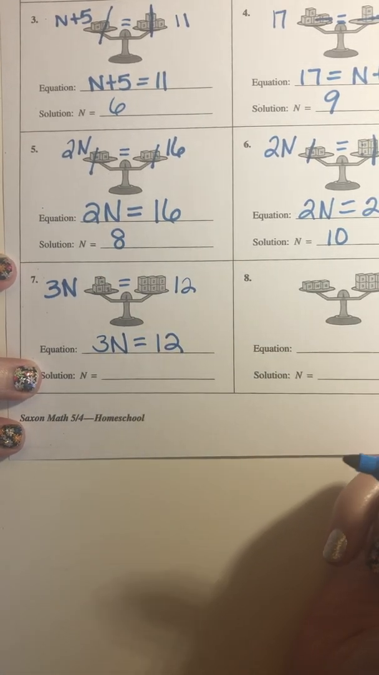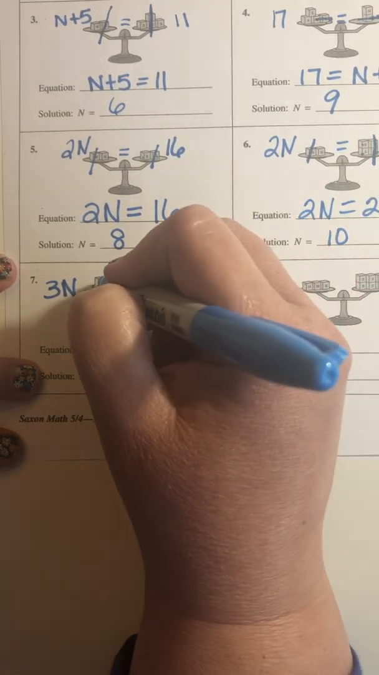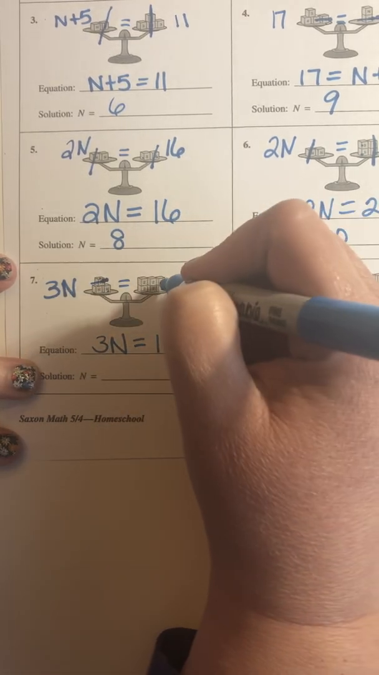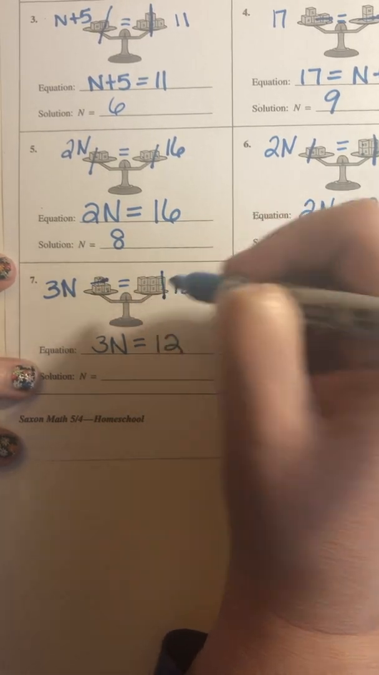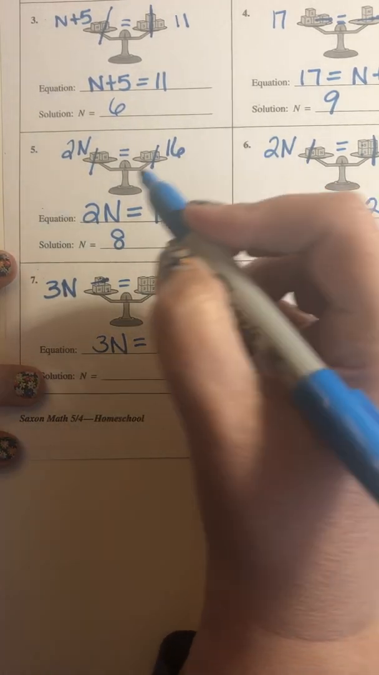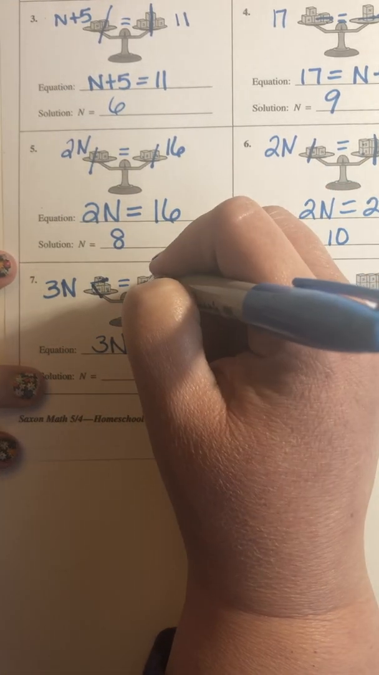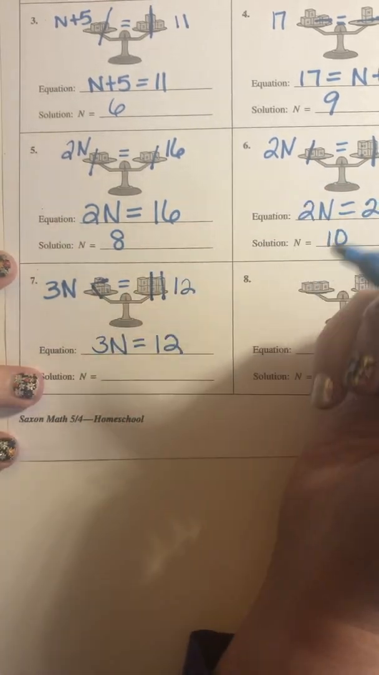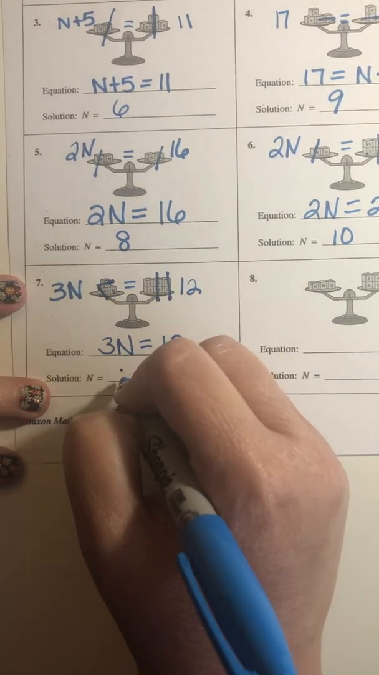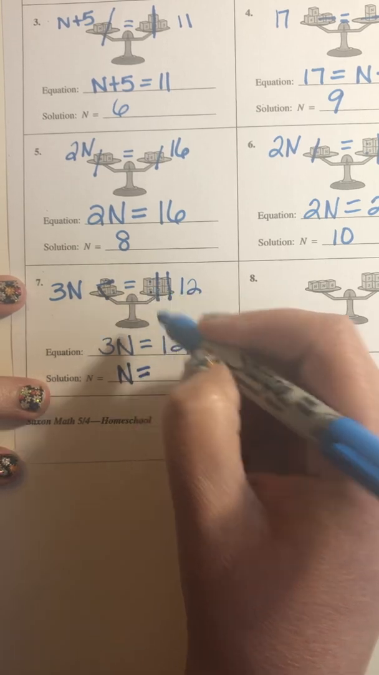Okay, so I have to remove 1/3 of the blocks here. So there's 3 blocks, and I take away 1. And I have to remove 1/3 here, so I take that away. So I'm still equal, but I still don't have my n by itself. So I'm going to take away another 1/3, and another 1/3 over here to keep it in balance. My n is left by itself, and it's equal to what's left over here, which is 4.